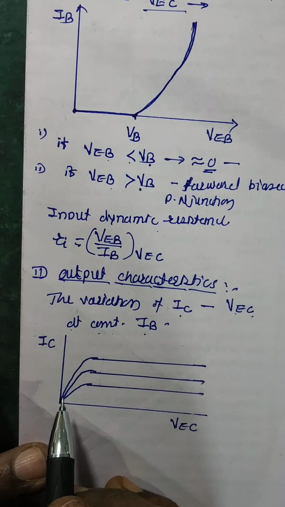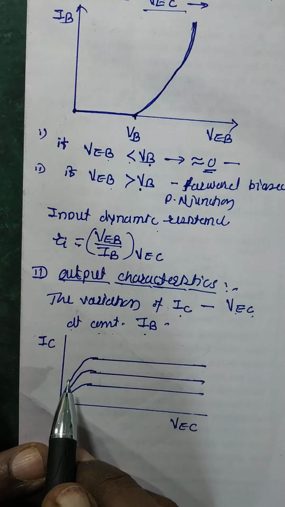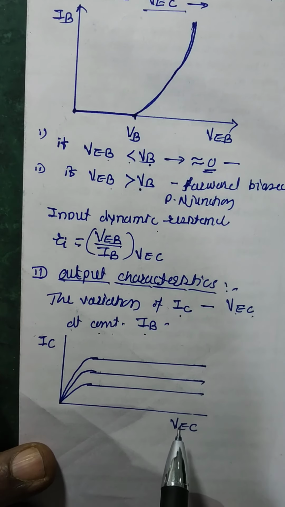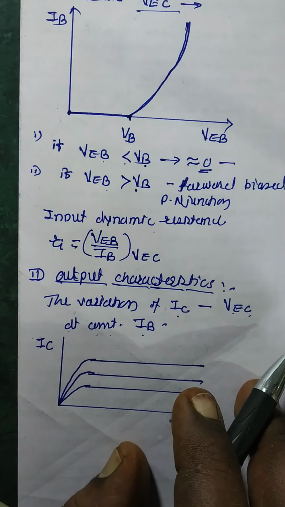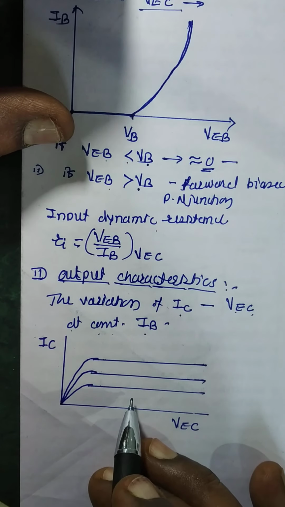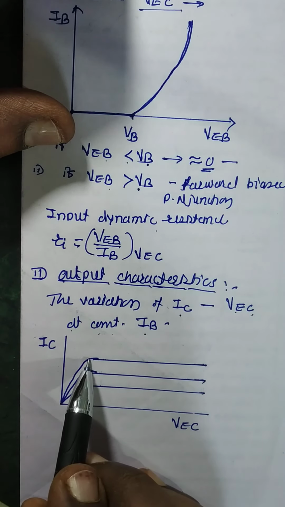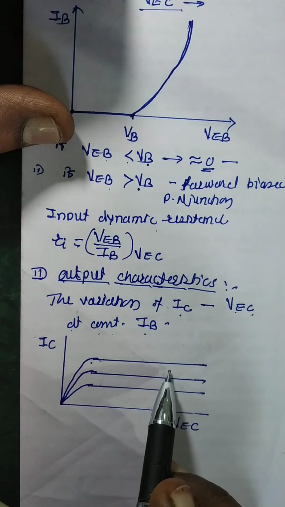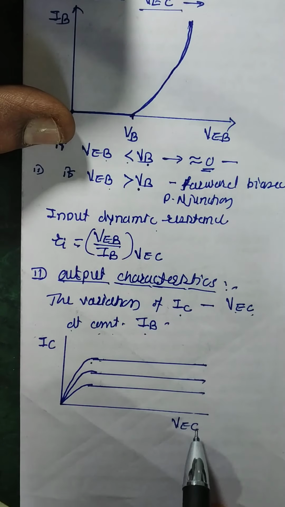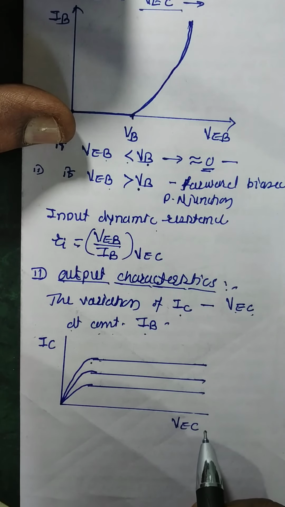The variation between collector current IC with potential between emitter and collector at constant base current is called output characteristics. From this graph, initially collector current increases but then remains constant, means collector current IC is independent of potential between emitter and collector as long as collector emitter junction is reverse bias.